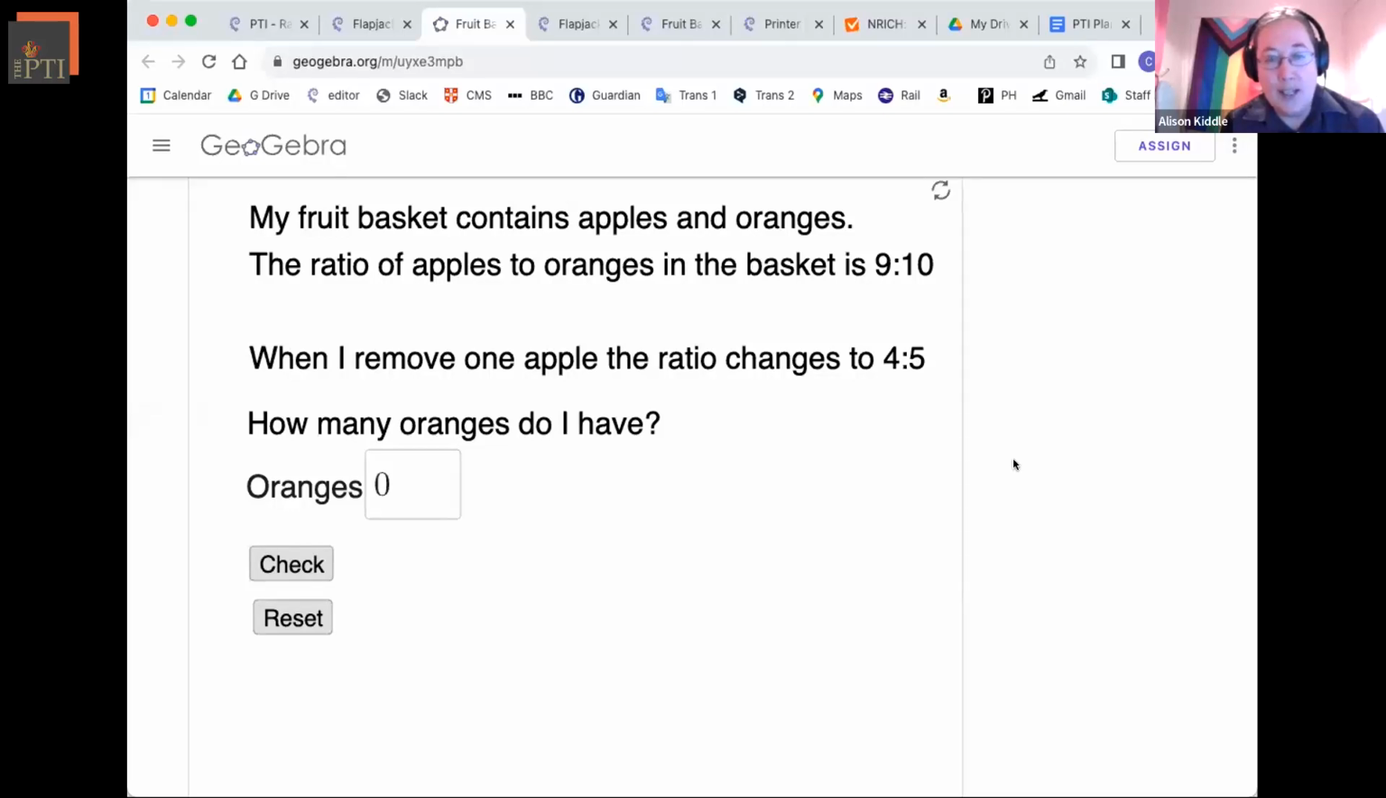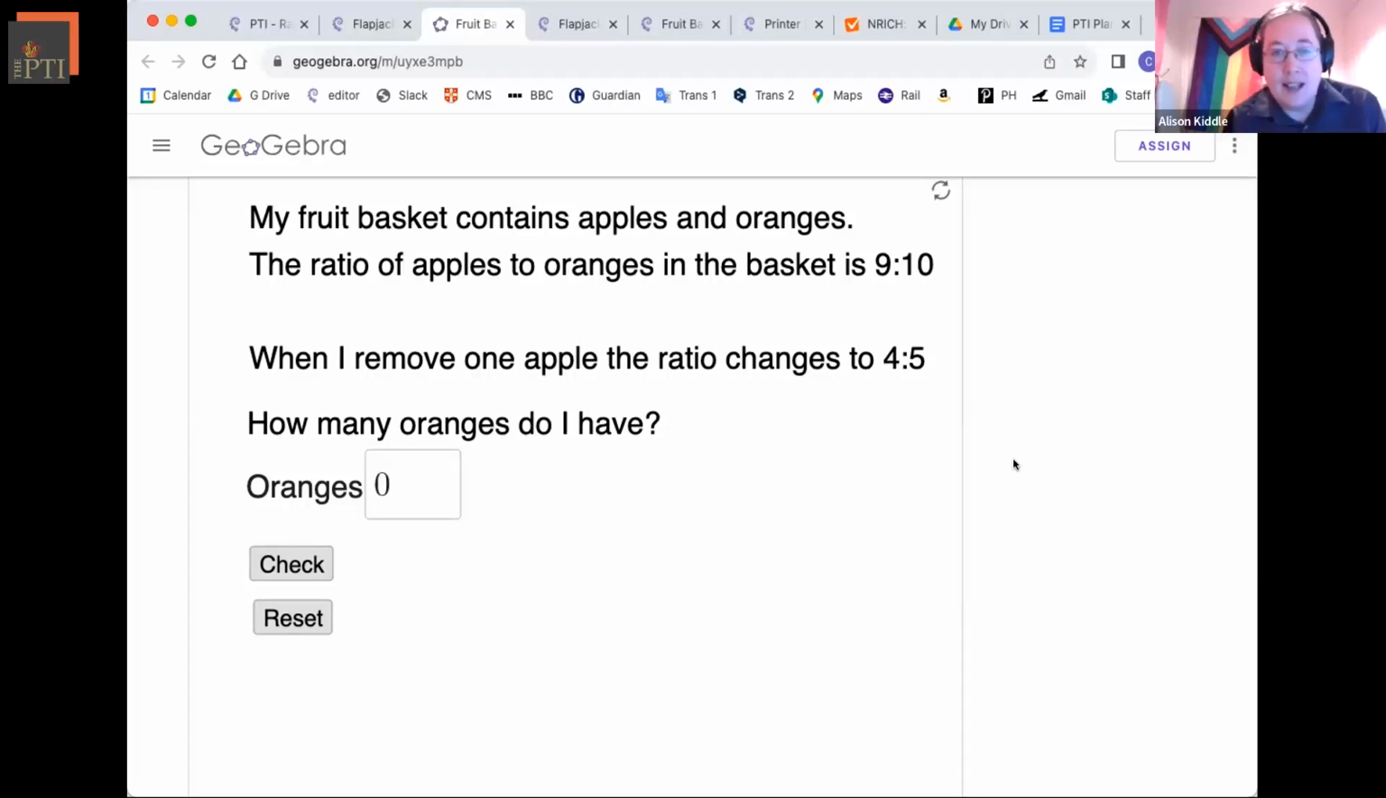But all it does at the moment is choose random numbers for the number of apples and oranges, and then generates all of the ratios. And then it's got a little checkbox so that you can type in what you think your answer is. Sometimes you click on the reset button and it gives you something that's just trivial to solve, but sometimes it gives you more interesting ones.